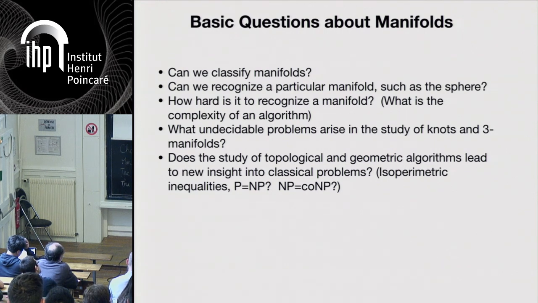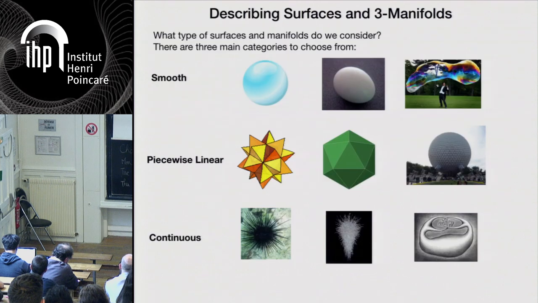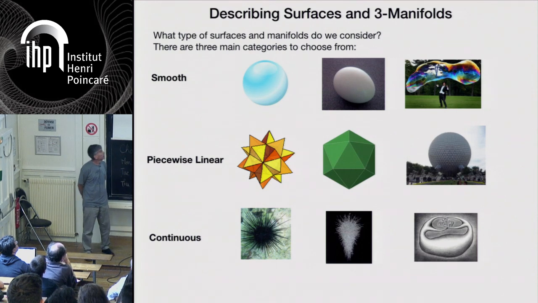And we can ask similar questions about manifolds. Can we classify manifolds, recognize manifolds, and so on? So knots, I think, can be thought of as just special cases of manifolds, namely the exterior of a knot in the three sphere is a manifold. And many of the techniques work just as well for general three-dimensional manifolds.